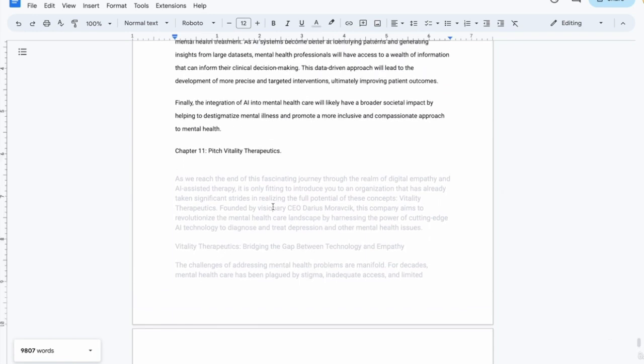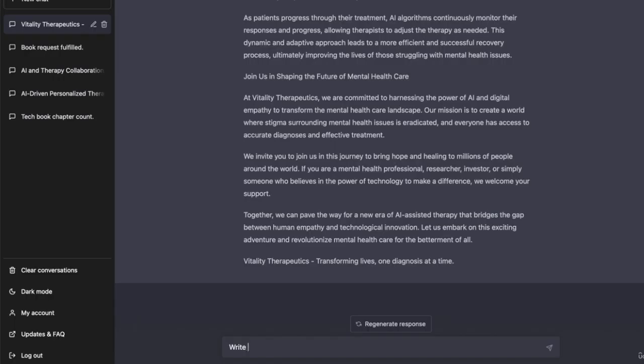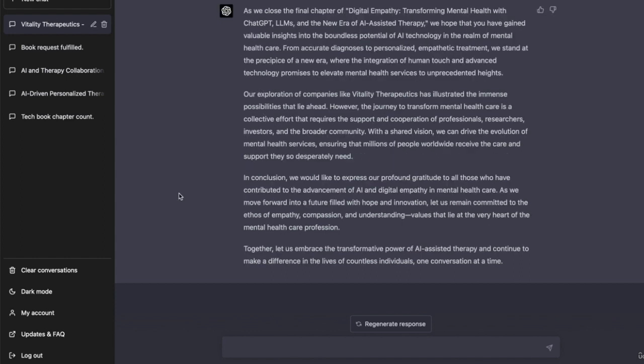And at the end, I'll just include the website, which is feelingvitality.com. Paragraphs of the book to conclude everything. All right, so this is the last paragraphs of the book. I'll copy paste it to the very end.